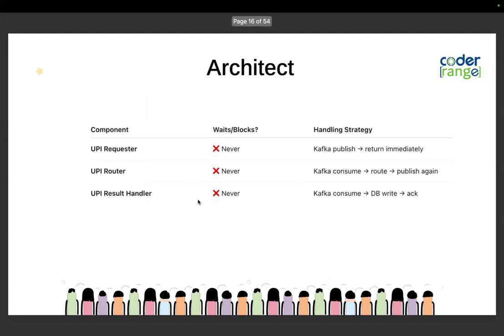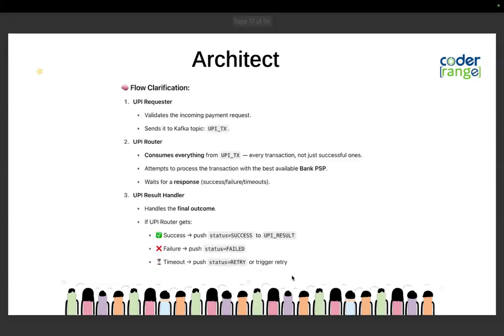Okay, but if you see now here, UPI requester, it will not wait or block, never. Its job is to what? It uses Kafka, publishes a message to some topic and returns immediately. Router will consume it, route it and again publish, because its job is publishing it. And then you can see here, the UPI result handler will consume that message and write into DB. So this is how the actual architecture happened.